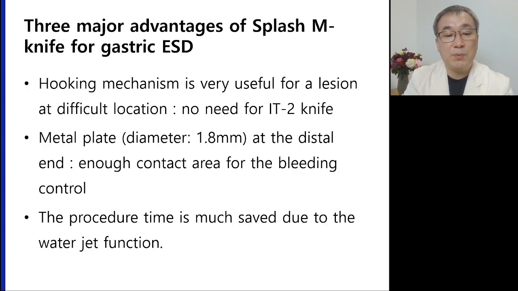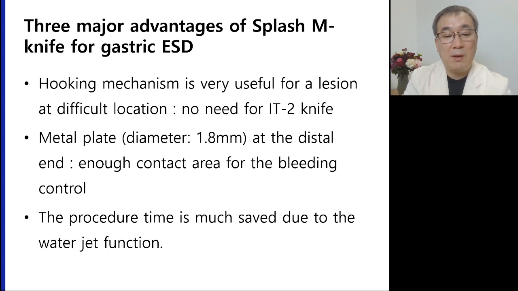In my recent experience with the Splash M knife, I found 3 advantages. First, the hooking mechanism is very useful for the submucosal dissection. When a lesion is located at difficult location, the approach is not easy. I usually used the dual knife and IT2 knife for a patient. But with Splash M knife, I can do the procedure without using the IT2 knife.